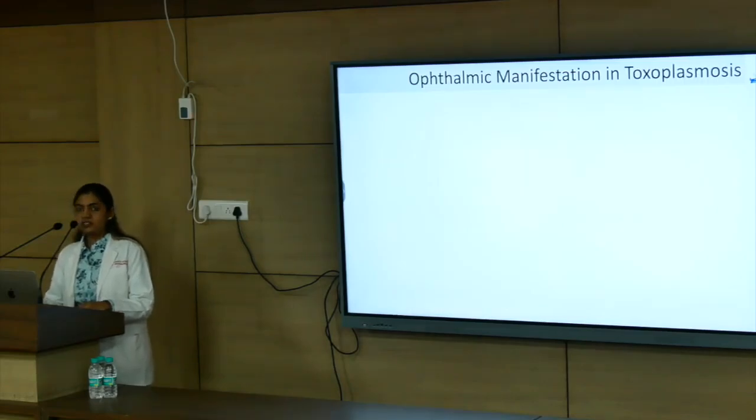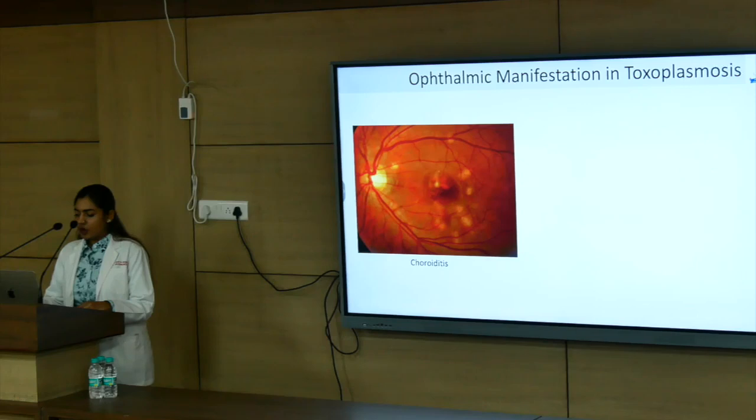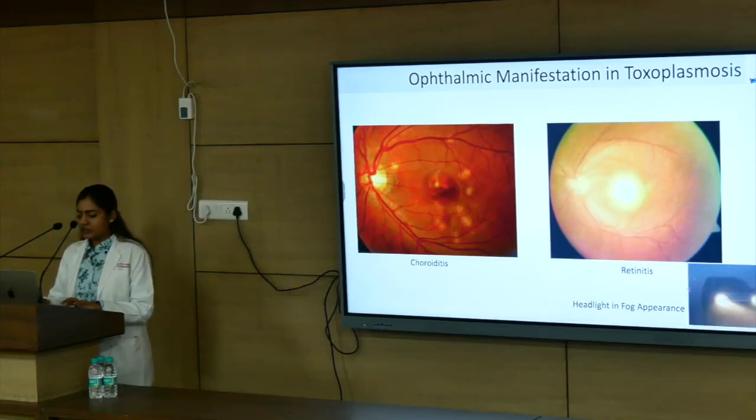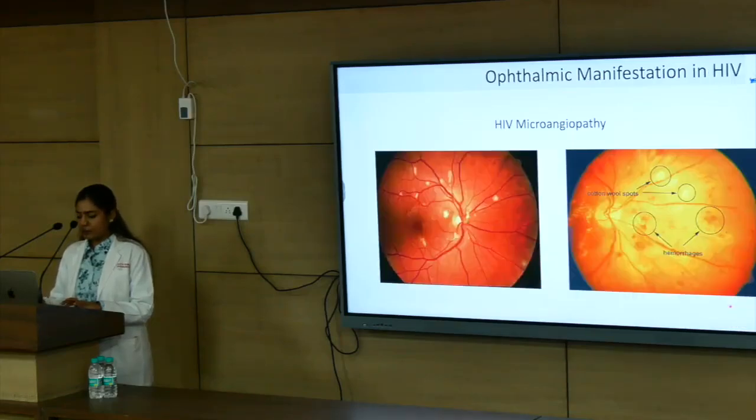Ophthalmic manifestations in toxoplasmosis. The most common cause of infectious retinochoroiditis is toxoplasmosis. It presents as a white focal retinitis with overlying vitreous inflammation. This gives the appearance of a headlight in the fog.